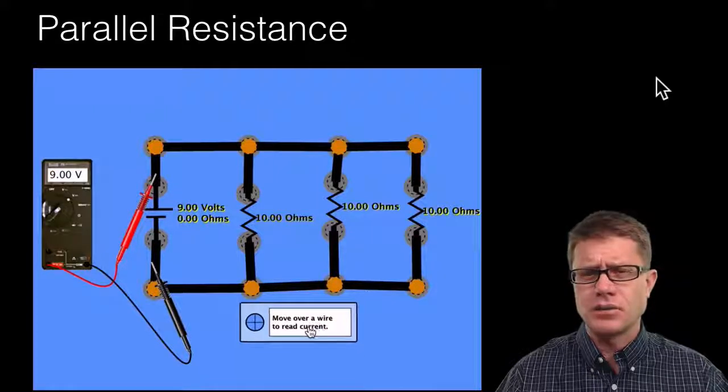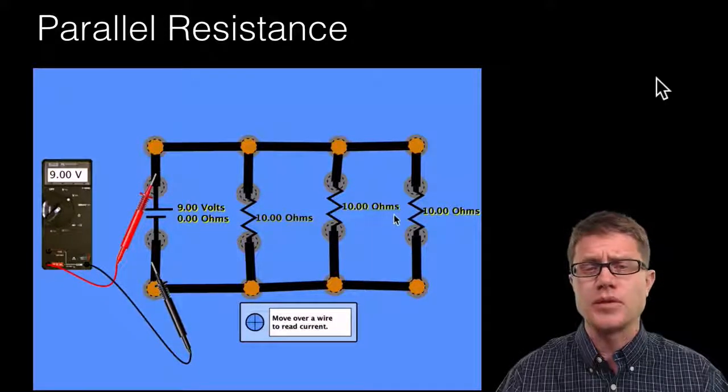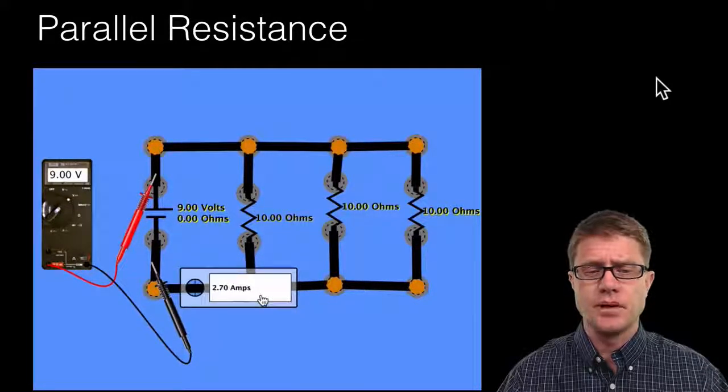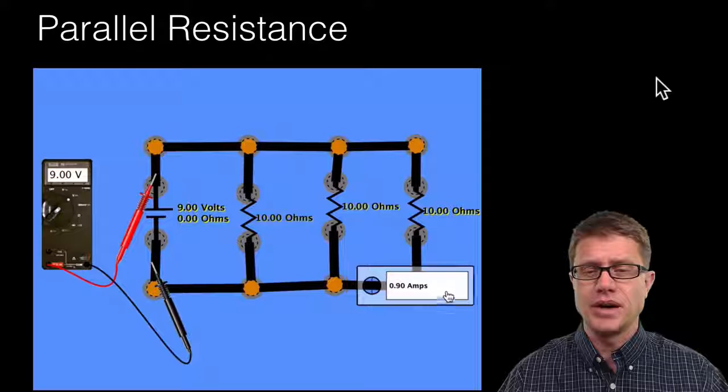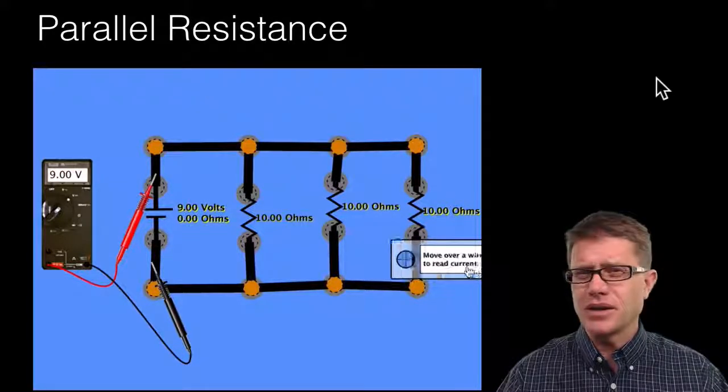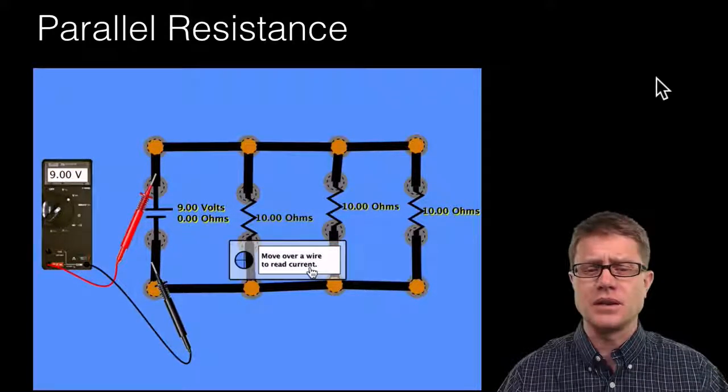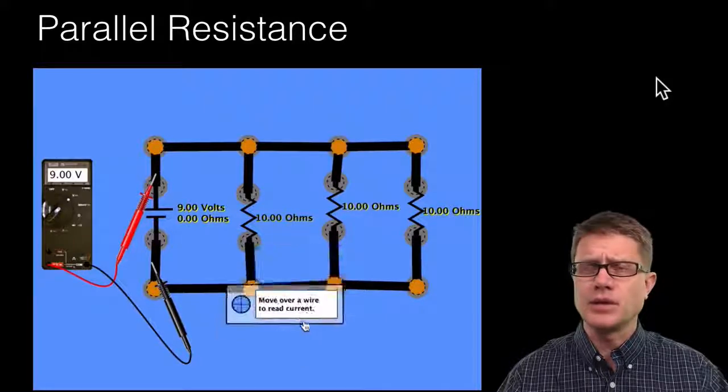Now let's look at the current. So we're going to use an ammeter. Before, remember, with those 3 10-ohm resistors in series, it was 0.3 amps. But let's move this ammeter around and see what we get for current. Here it's 2.7 amps. If I move it down here, it's going to be 1.8 amps. If I move it down here, it's 0.9 amps. And so I'm getting different current in different parts of this electric circuit. And that's a little bit confusing.